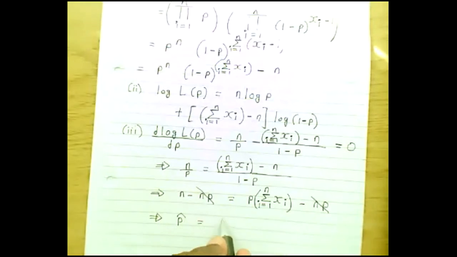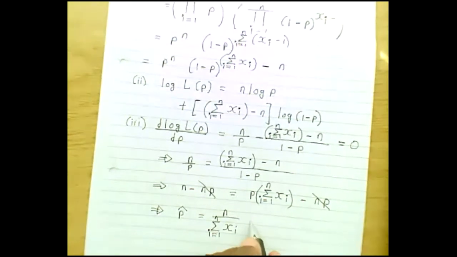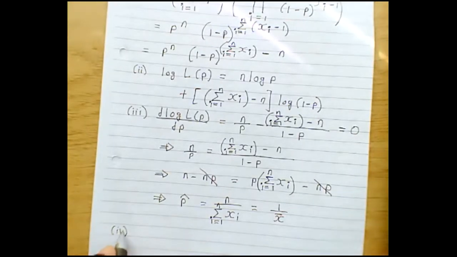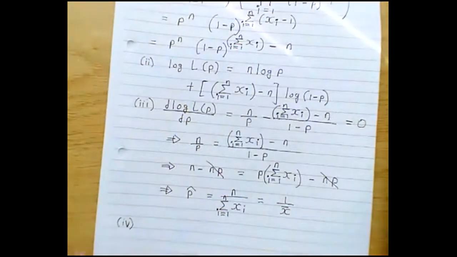is going to be n divided by the sum of xi, which is 1 divided by x bar. X bar is the sample mean. Now the final step of maximum likelihood estimation is to show that the second order derivative is negative.